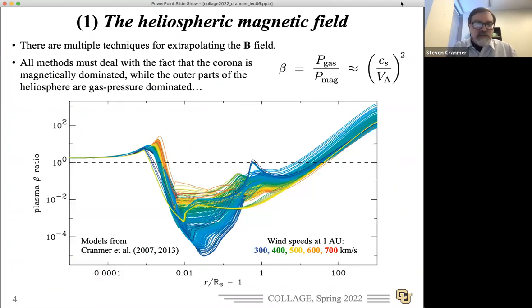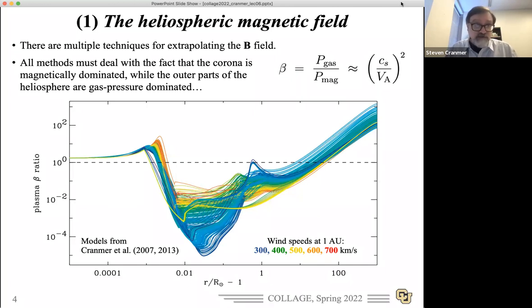One of the things that we have to keep in mind when extrapolating is, what are we extrapolating through, right? If it's an MHD plasma, what are the properties of that plasma? This plasma beta ratio that we've been talking about several times is a pretty important feature.